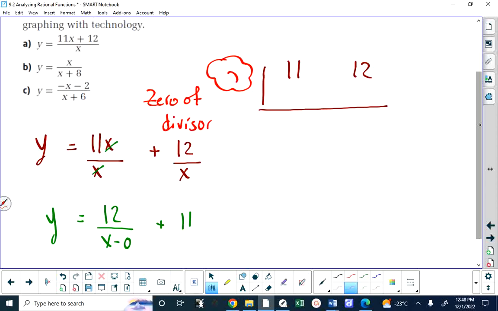I don't know what's going to happen here because the zero of the divisor in A is 0. The divisor is x. The value of x that makes x 0 is 0. I don't know what's going to happen here. Well, let's find out.